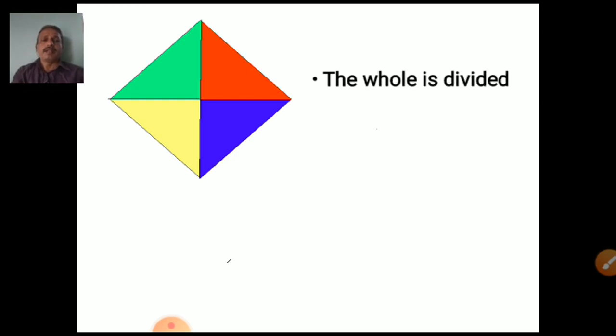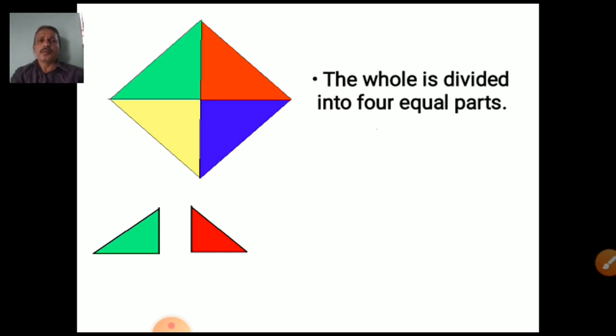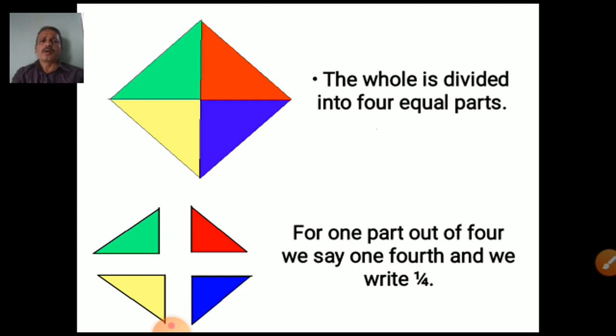See, here one diamond is given. It also has 4 parts. All parts are equal, and one part is colored. Do you like it, children? Yes. The whole is divided into 4 equal parts and each part represents 1 upon 4. When we separate it, we can find 1 part of 4. We can say 1/4 and we write 1 upon 4. Yes, 1/4, 1 upon 4.